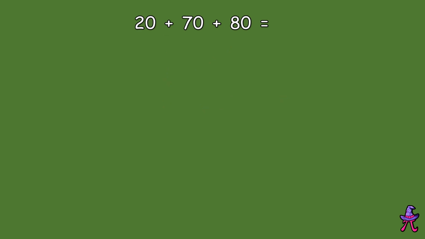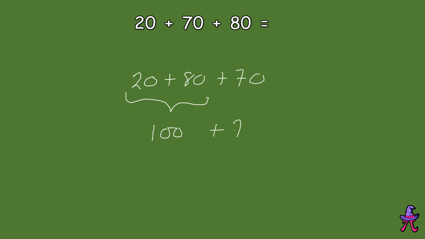Another example, 20 plus 70 plus 80. Because the associative law states it doesn't matter what order you add the numbers, I'm going to choose to make it easier for myself by adding 20 and 80 first. Why? Because I know my number bonds to 100, and I know that once I get to 100, it's very easy to add on. So 100 plus 70 is 170. This method is a lot easier than trying to do 20 add 70 first and then adding 80 to that.